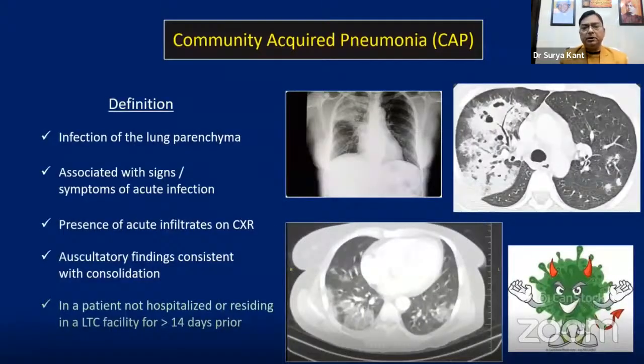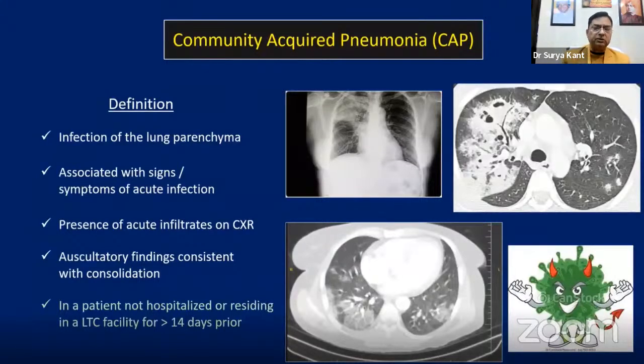Now, coming to our today's topic of discussion, that is community-acquired pneumonia. This is the winter season. Today is the 17th January, and a cold chill wave is going on, especially in northern India, in the hilly area. Roughly the whole country is shivering and having a lot of cold-related health problems. And most important is community-acquired pneumonia.